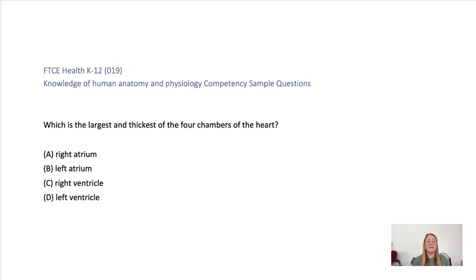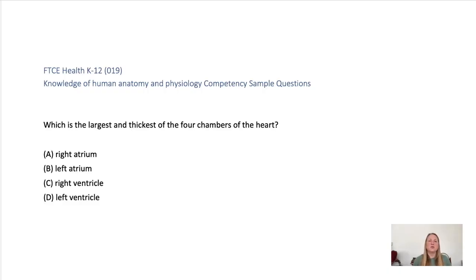Which is the largest and thickest of the four chambers of the heart? A, right atrium, B, left atrium, C, right ventricle, or D, left ventricle? A, right atrium is incorrect. This chamber just receives blood from the body. B, left atrium is incorrect. This chamber receives blood from the lungs and sends it to the left ventricle.